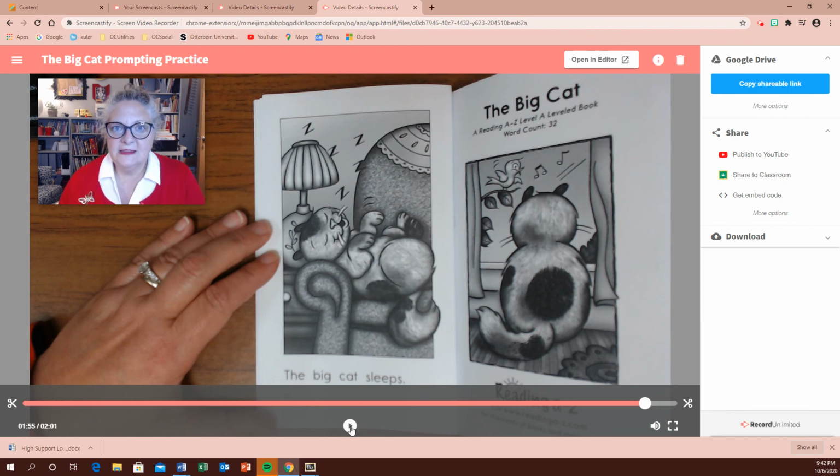Hopefully, as you're doing this, it's getting easier and easier to think about what the prompt would be. We'll just keep practicing until we get really fluent with that.